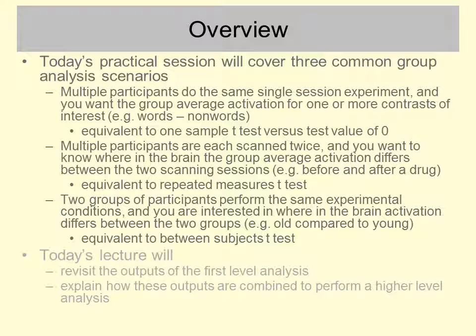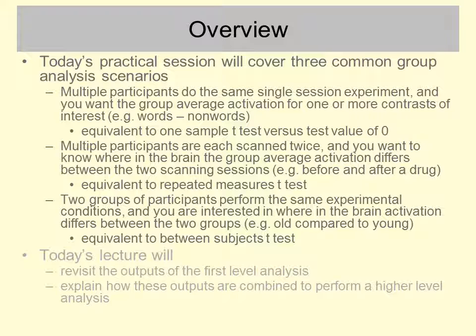In the second scenario, multiple participants get scanned more than once, perhaps twice, and you just want to know where in the brain the group average estimate of activation differs between the 2 scanning sessions. For example, you scan someone on a particular task, take them out of the scanner, give them a drug, put them back in later and give them the same task again and see if the drug changed the activation that was produced by the task. And that's equivalent to your SPSS repeated measures t-test.